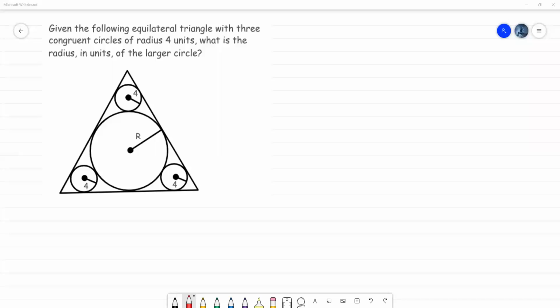So the diagram should look something like this. There's a circle in the middle with 3 circles in the outer corners of the triangle. Let me read the problem now. Given the following equilateral triangle with 3 congruent circles of radius 4 units, what is the radius of the larger circle? Okay, so we know that the smaller circles' radiuses are 4, so we need to find out the larger radius of this circle right here.